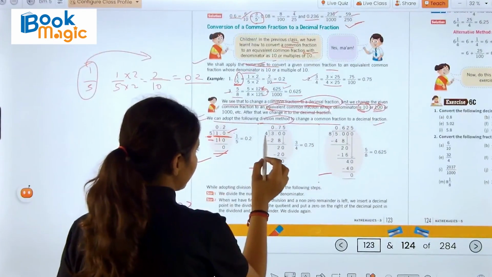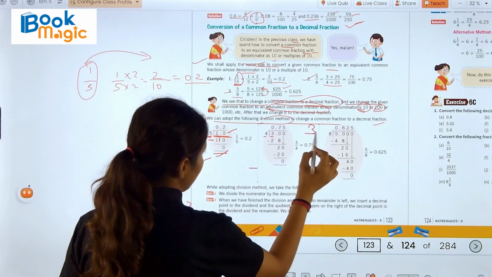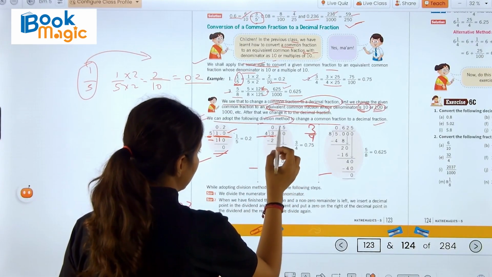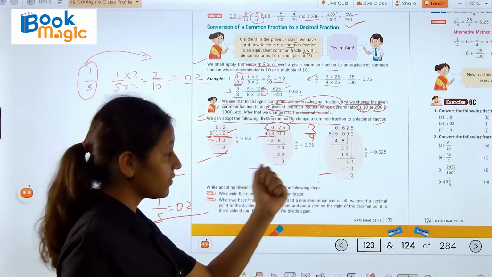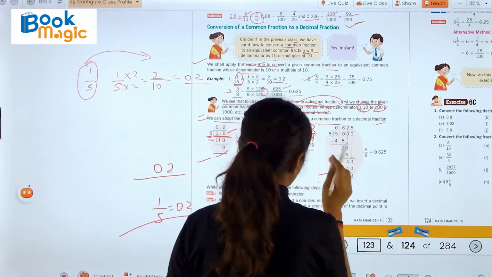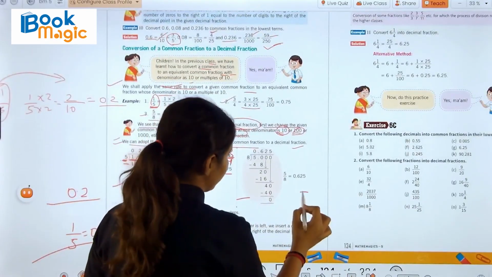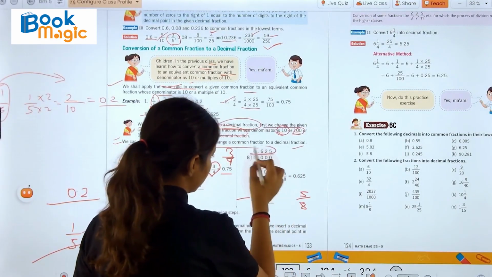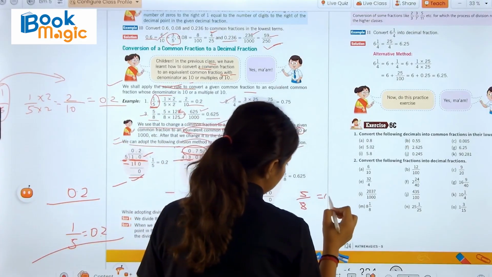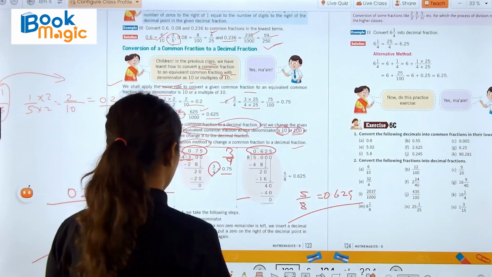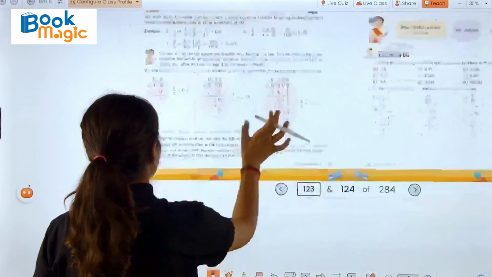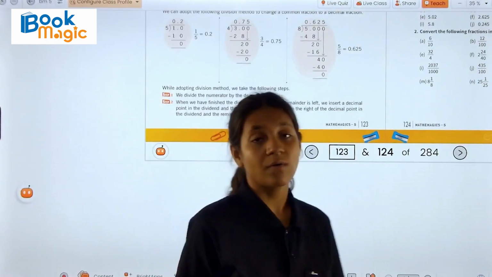Similarly, here we have 3 by 4, which can be divided to get the answer. The answer is 0.75. Now 3 by 4 can be written as 0.75. Similarly, 5 by 8 can be divided to get 0.625 as the answer. This is how we can find the decimal of a fraction.